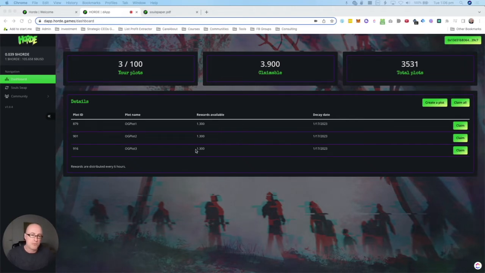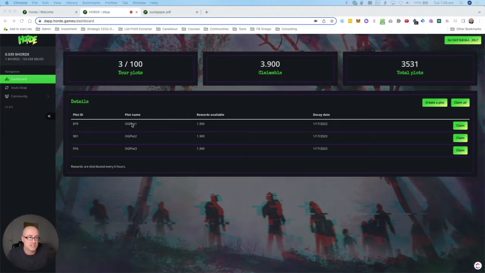Now, you can withdraw your HORDE at any time. You've just got to click on the claim here. You can claim them all at once or each one separately. And that incurs a 10% selling tax. So although they produce 1% a day, your claimable return is actually 0.9% per day, after the 10% tax. So this 3.9 I've got available here is actually about 3.51, right? So that's essentially how it works.